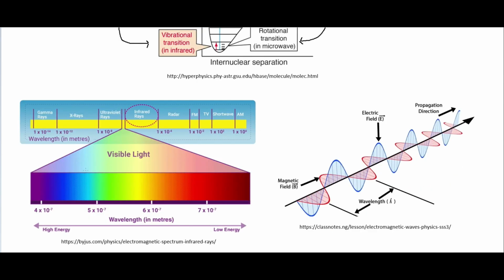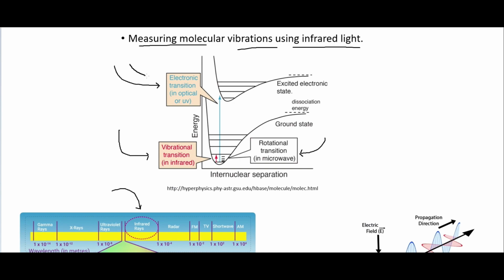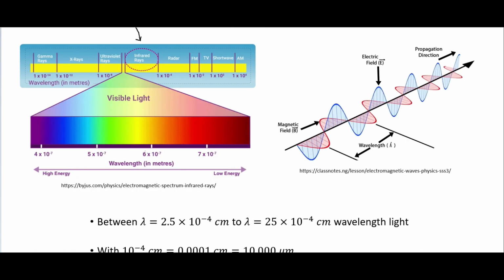Infrared light is at longer wavelengths than visible light, and so it has less energy than visible light, which is why it doesn't do a full electronic promotion. The transition in the UV and visible range is a full electronic transition. So that's why these are only vibrational transitions.